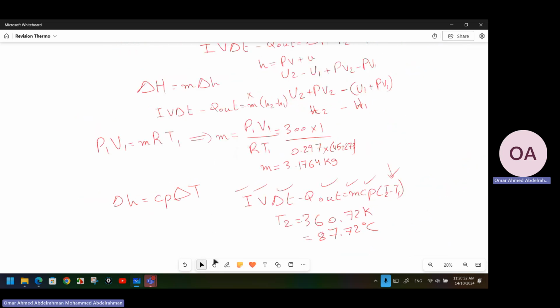Do you have any questions regarding this problem? Because delta H capital, this one is in kilojoule. And this one is in kilojoule per kilogram. You will just put it in terms of the mass. So this one is in kilogram, the mass is in kilogram, so that is the relation between them. Any other questions? Okay.